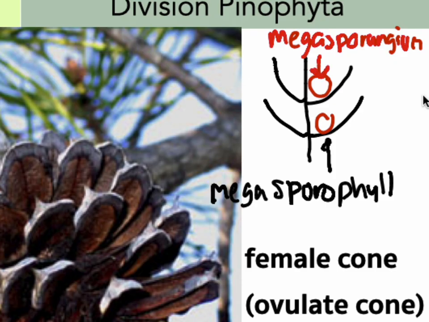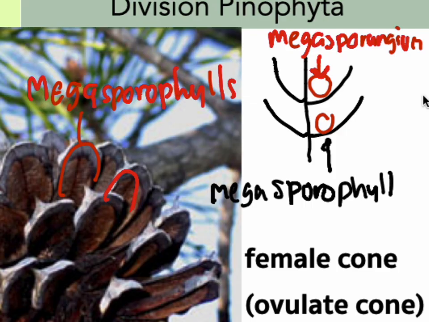And in this case, it looks like a wood. It looks like a wooden leaf right here. Each of these here is megasporophyll. So all of this is megasporophyll. Okay, just the same structure, it looks different.